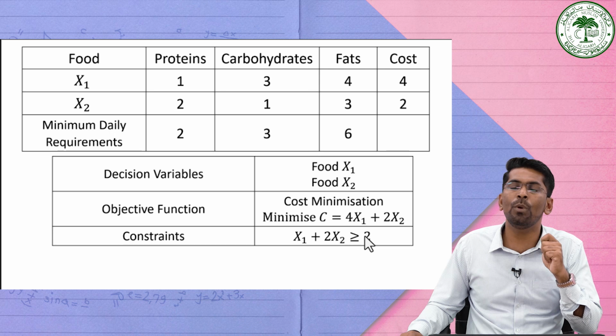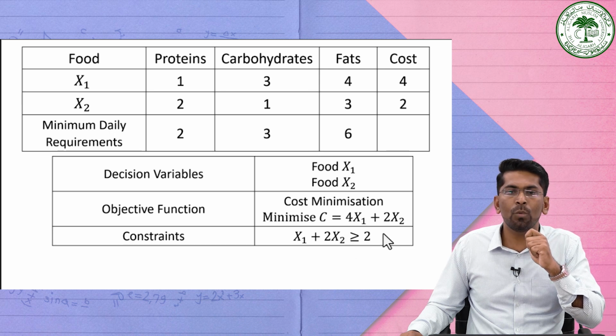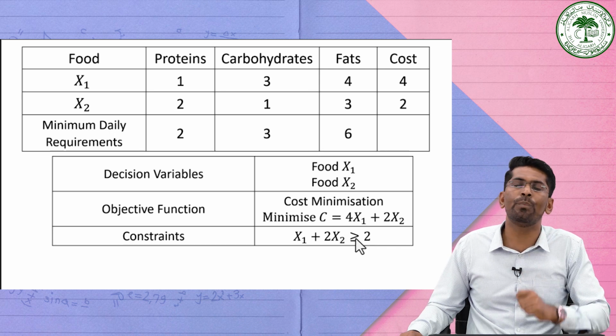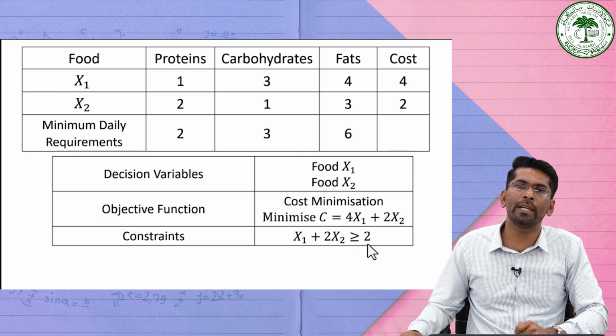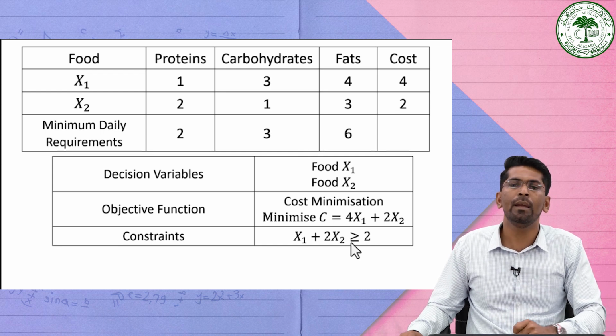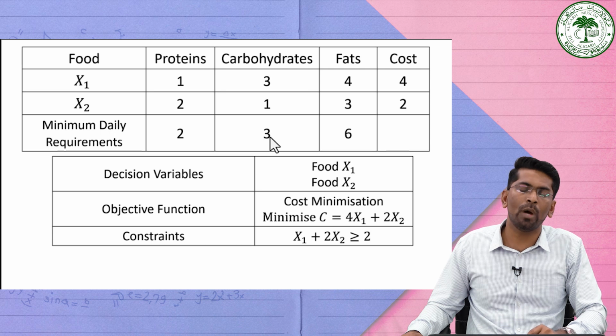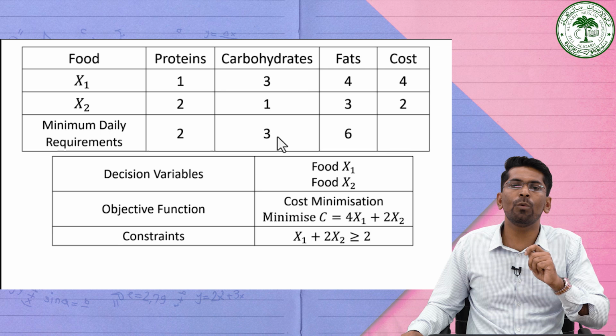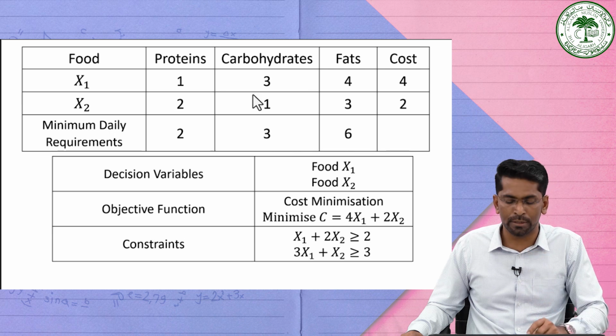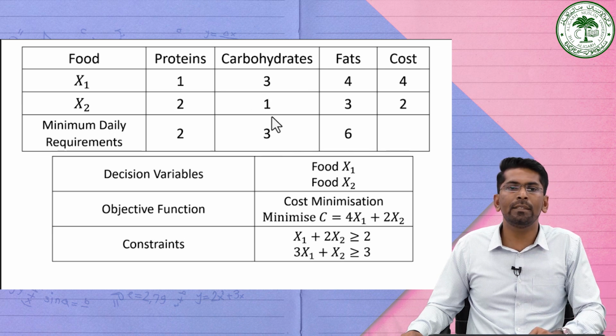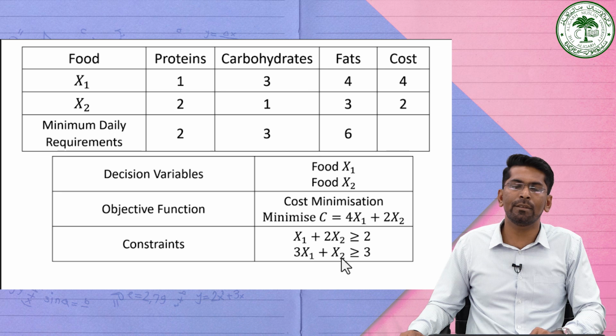So that's why I am putting the minimum as 2, or greater than 2, protein. So I am putting this particular sign, that is greater than or equal to 2. Similarly, this is the first constraint. The second constraint is related to the carbohydrate. The daily minimum requirement of carbohydrate is 3 units. So here we can write it as 3x1 + 2x2 greater than or equal to 3. So I am writing here, this is our second constraint.